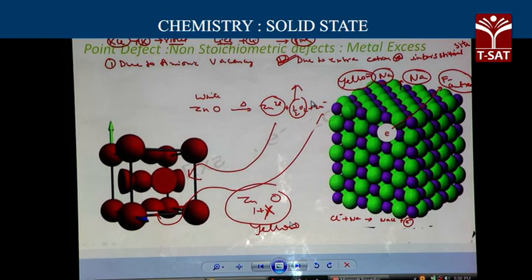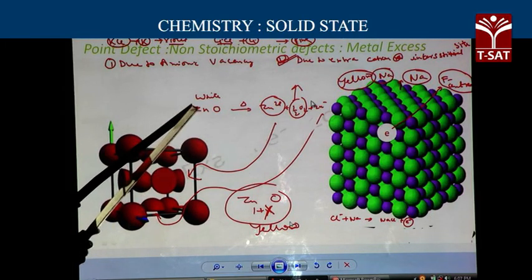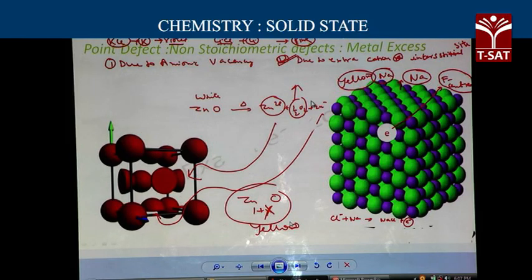Due to the missing of the anion in the crystal, metal cations will be in excess. The electron released from the anion will be occupied by the hole and forms an F center. So, what is an F center? A vacant space in the crystal lattice, when occupied by an unpaired free electron, imparts color, and that center is called an F center.